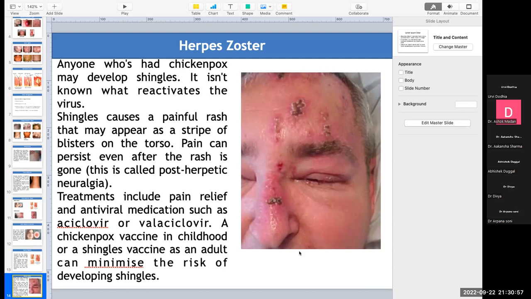Herpes zoster causes a painful rash that may appear as a strip of blisters on the torso or any nerve which is affected by it. Pain can persist even after the rash is gone, which is called post-herpetic neuralgia. If we treat herpes zoster as soon as possible, then the chances of post-herpetic neuralgia are less. So the treatment should be started within 24 to 48 hours. The treatment includes pain relieving agents and antiviral medicines like valacyclovir or acyclovir. The chickenpox vaccine in childhood, or the shingles vaccine as an adult, can minimize the risk of developing severe infections.